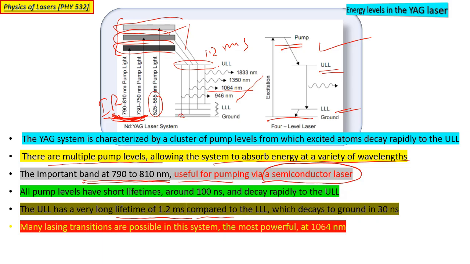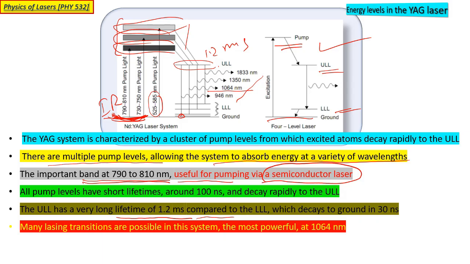You can see here, okay, this gap is very small. और जो lifetime है, जहाँ पे जो cluster of pump levels हैं, उनका जो lifetime है वो around 100 nanosecond है, और lifetime ULL का है तकरीबन 1.2 millisecond. और from LL to ground it takes यानी कि 30 nanosecond to decay to the ground and ready to pump and to achieve the population inversion. So the suitable wavelength जिसकी है 1064 nanometer.